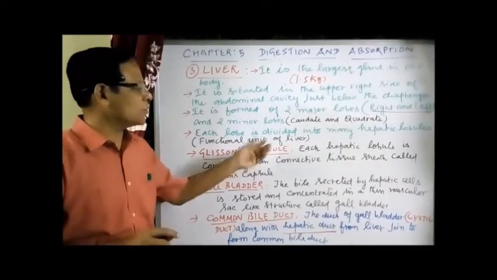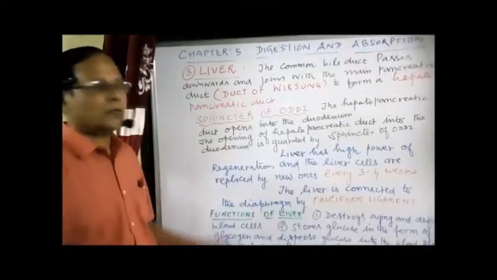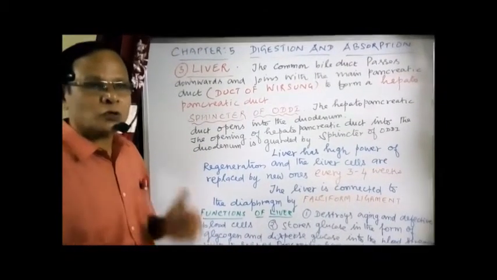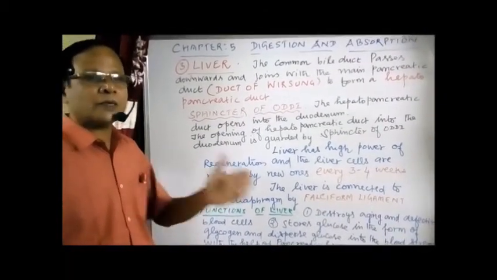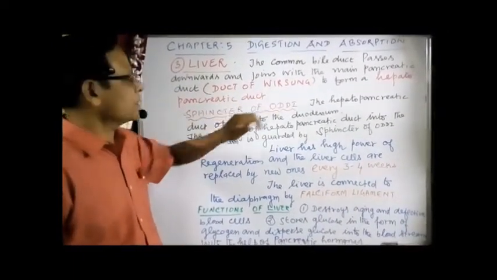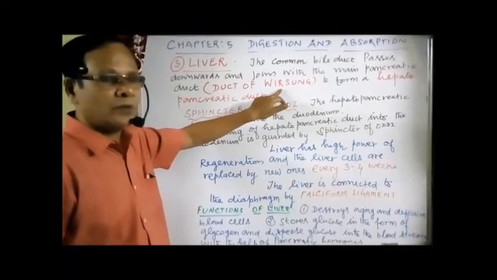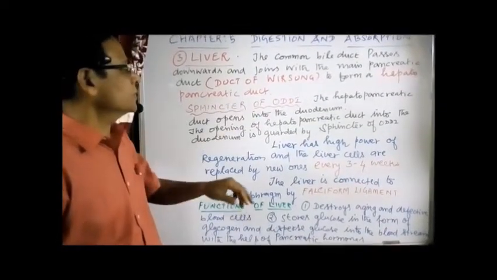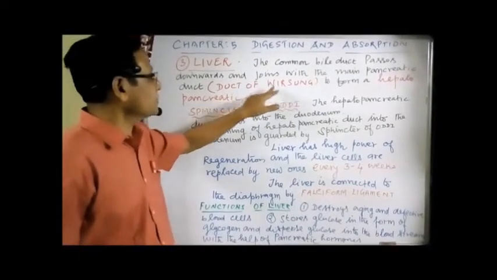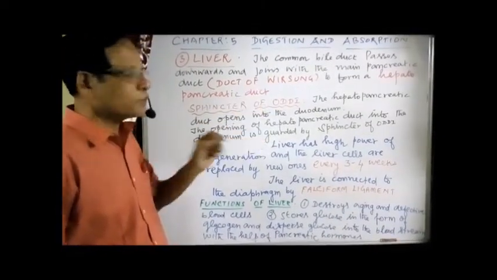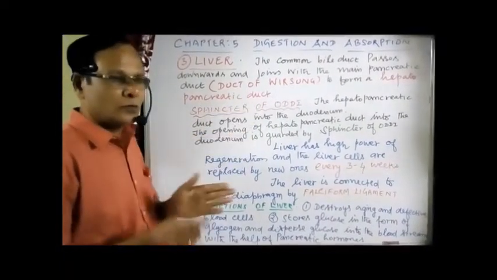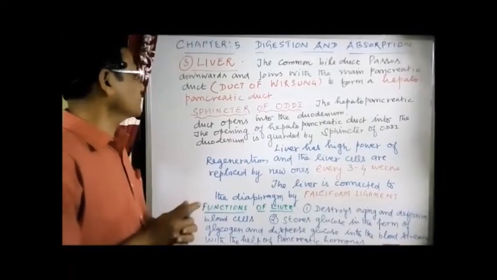We will see a few more things about the liver. Now the common bile duct passes downwards and joins with the main pancreatic duct, which is called the duct of Wirsung. The common bile duct joins with the duct of Wirsung, the main pancreatic duct, to form a duct called the hepatopancreatic duct, formed by the union of the bile duct and pancreatic duct.